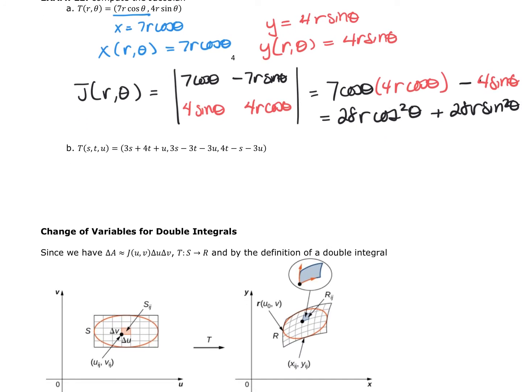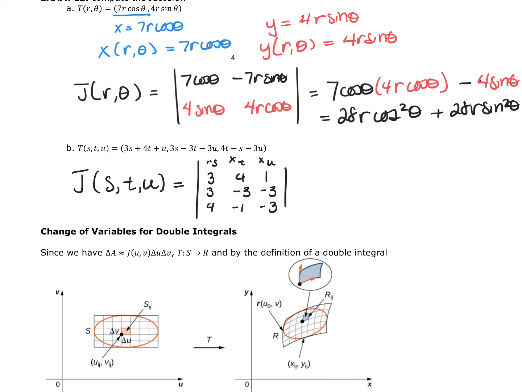Now, if I take a look at this one, I'm going to fill up my Jacobian with s, t, and u. I'm going to do the first row, which is going to be my x with respect to s, my x with respect to t, and my x with respect to u. So my first row will be 3, 4, and 1. Notice how those are the coefficients. And then our next one will be the y's. So it would be 3, -3, and -3. My last one would be my z's, which would be 4, -1, and -3.